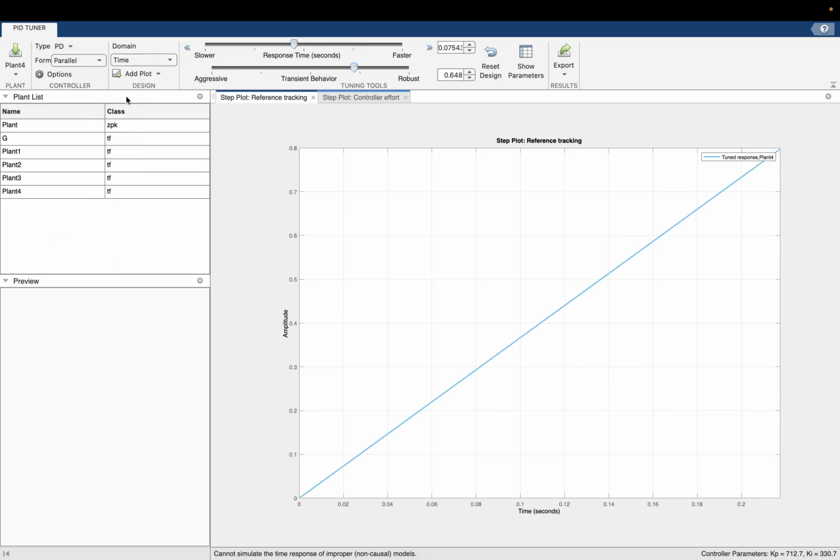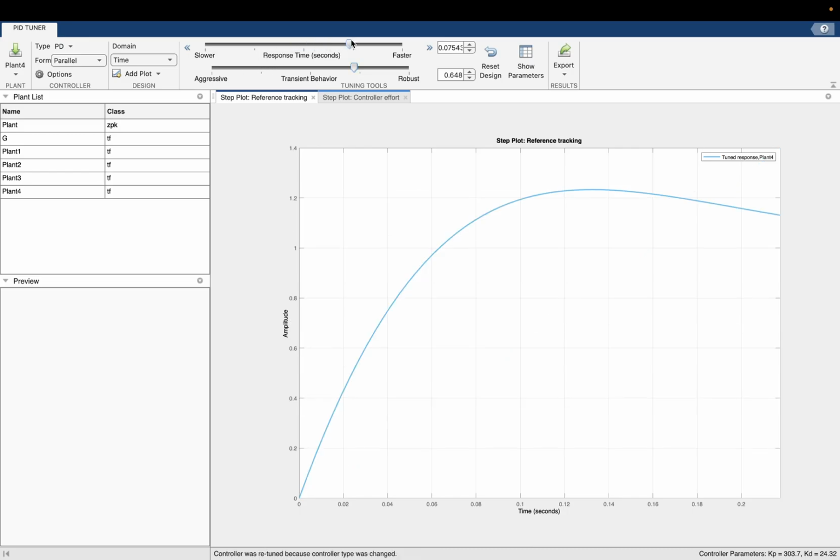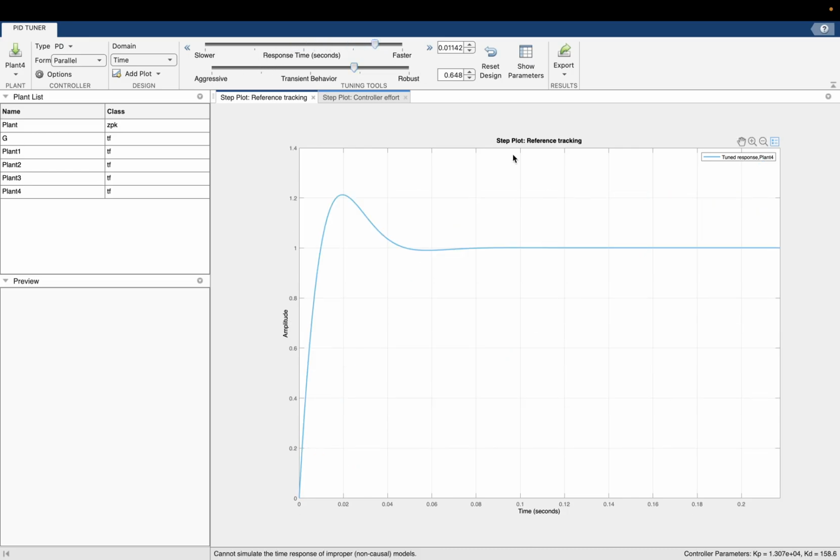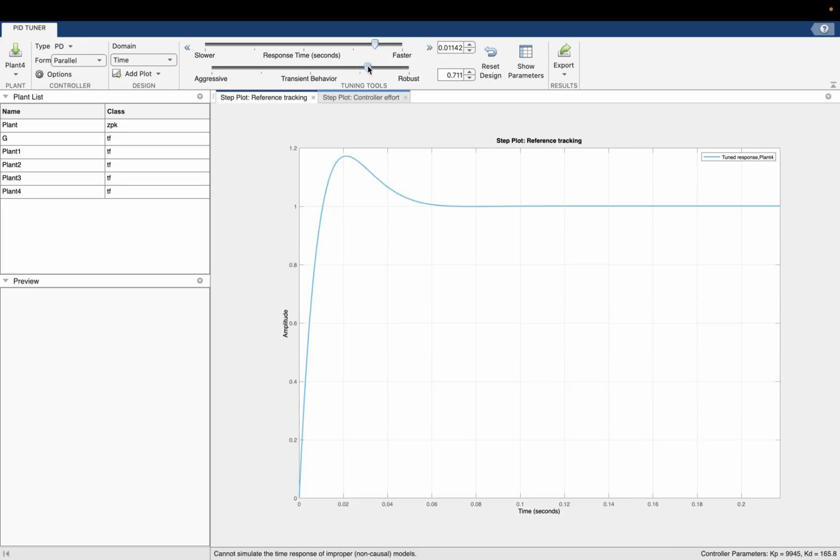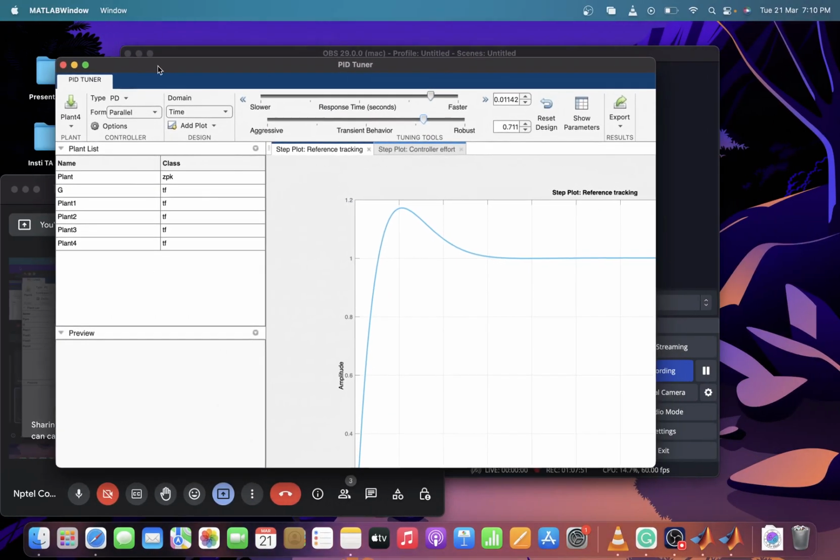What about PD controller? What does PD do? PD is actually making it stable, but there is a steady state error. It will go to some steady state value. So I'll have to add an integrator. Okay, so that's the problem.